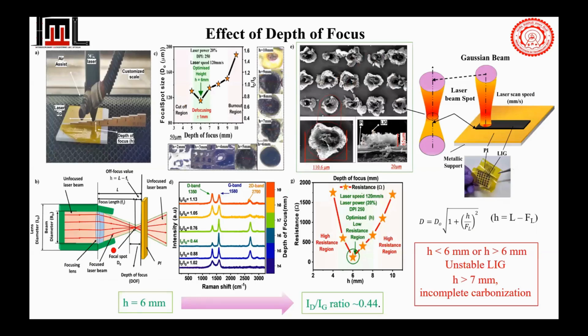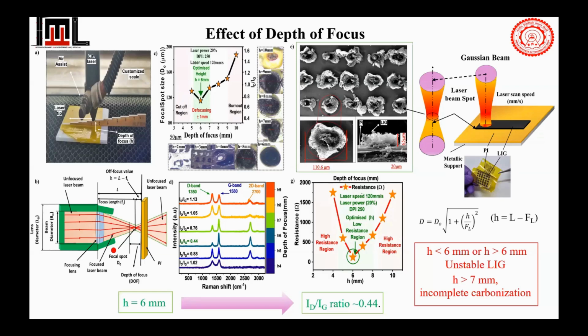So the second thing is the effect of depth. That is the height at which the laser is hitting. That also needs to be controlled. So we designed a customized scale from 1 mm to 9 mm, and we saw that with the 6 mm height, you get the best focal spot. That is, your laser spot distance will be smaller, and your ID/IG ratio will also be better when you compare it with the Raman effect. Also the resistance was less. But when you go beyond 6 mm, we saw that the laser is not able to etch the material itself. There is less power, so the graphitic carbon will not form.